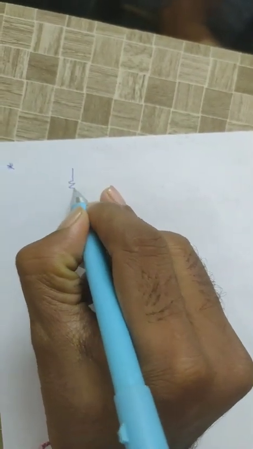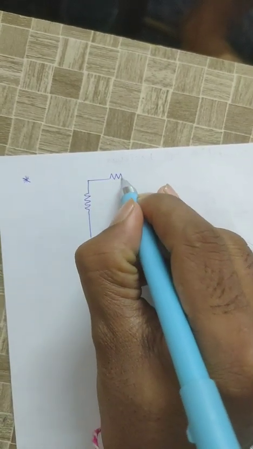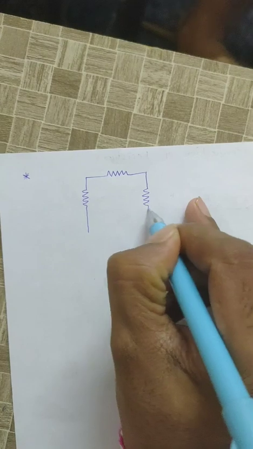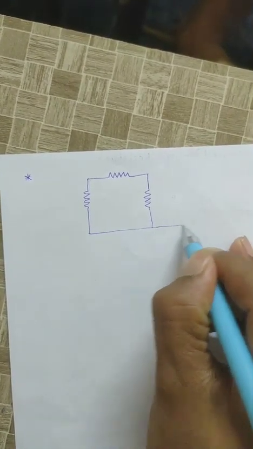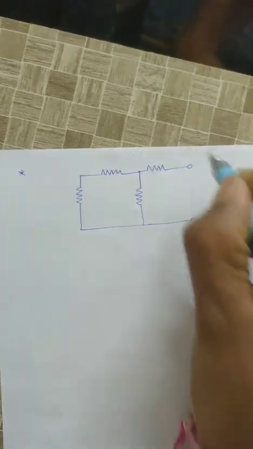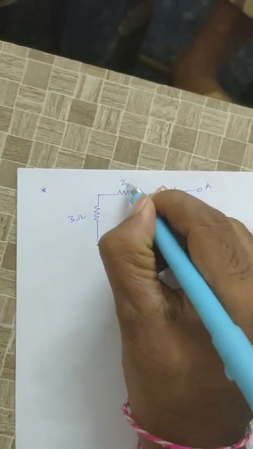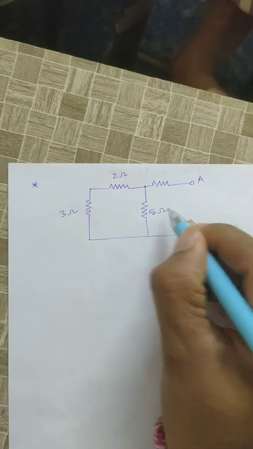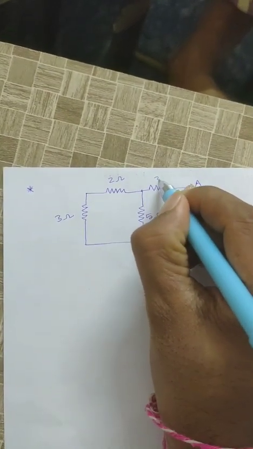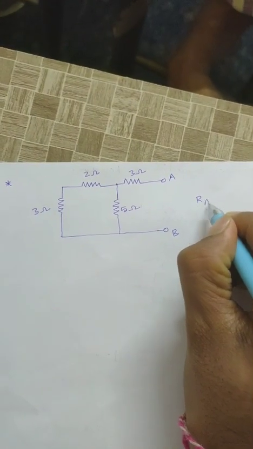Next we will solve another problem. Determine the equivalent resistance between A and B terminals. The resistors are 3 ohm, 2 ohm, 5 ohm, 3 ohm. Okay, determine the equivalent resistance between A and B terminals.